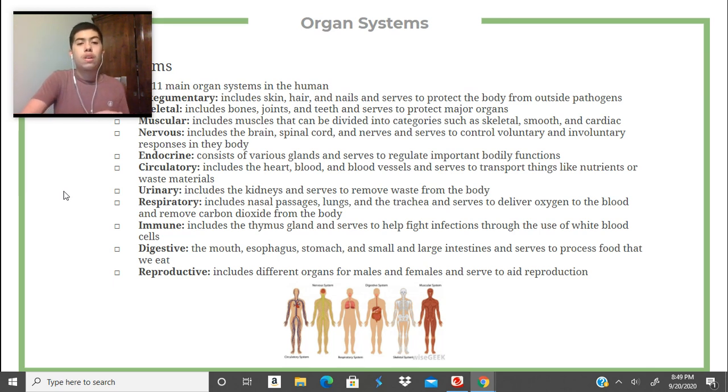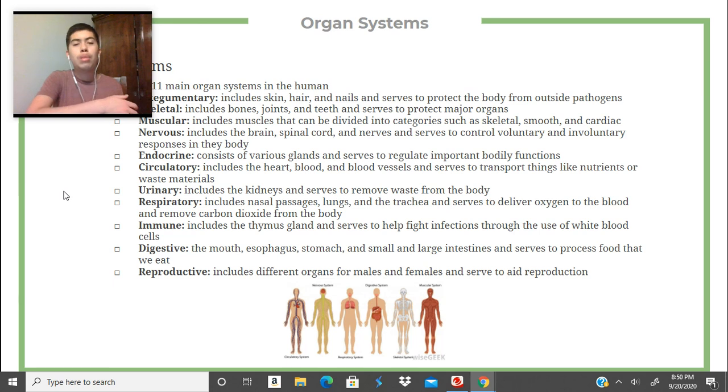And then we have muscular, which includes muscles that can be divided into categories such as skeletal, smooth, and cardiac. So skeletal muscles are one, smooth, and cardiac. We'll talk about them when we go over the muscular system, but just remember there are 3 subcategories. And then we have the nervous system. The nervous system includes the brain, the spinal cord, and nerves, and serves to control voluntary and involuntary responses in the body. Voluntary would be something you can control, like me moving my hand or you picking something up. And involuntary is something we don't have control over, like breathing, blinking, stuff like that.